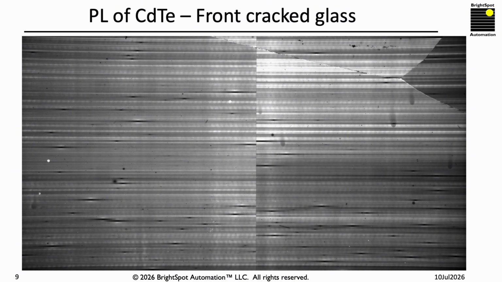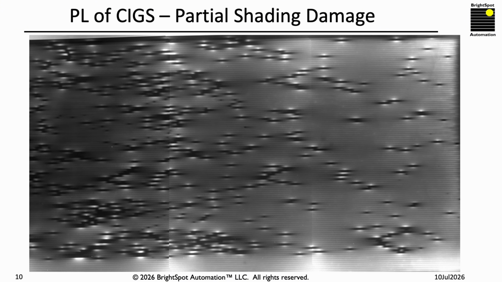Here is a PL image of a cadmium telluride panel, or a portion of a cadmium telluride panel with a 120 centimeter tool. You can see a variety of shunt defects, spatial non-uniformities, and a crack in the front glass that has disturbed the circuit.